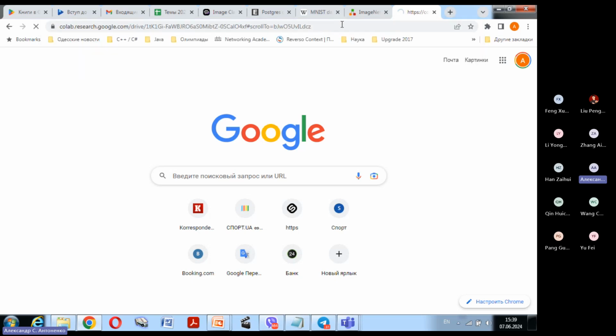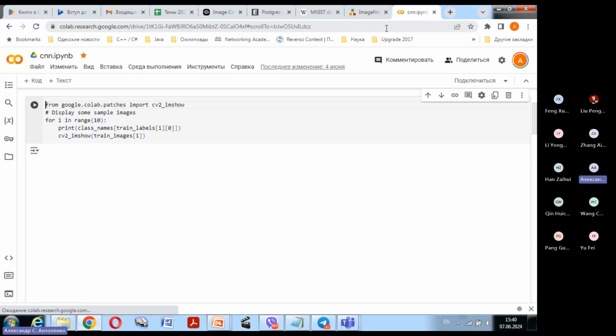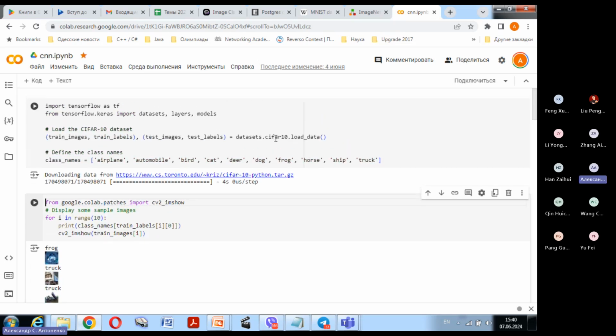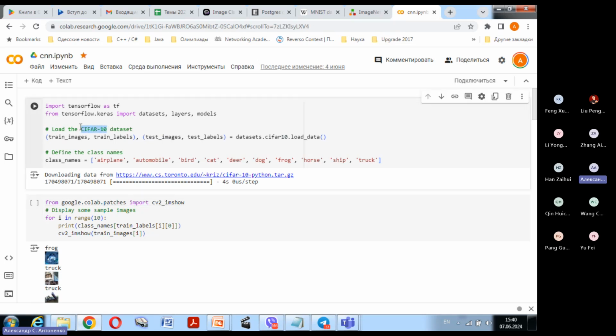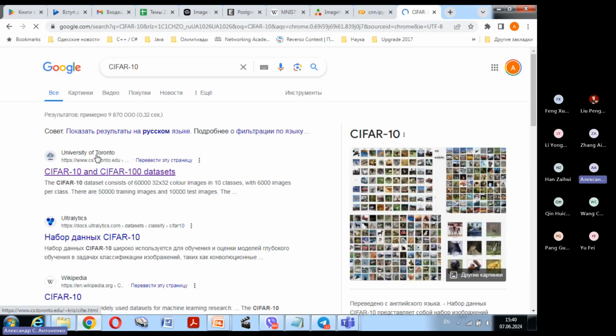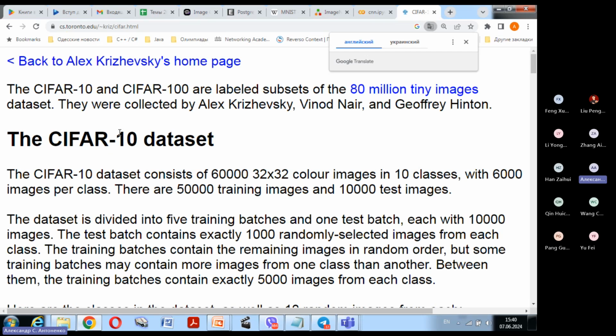So here I have some example for you, and in my example I will use a model that is called CIFAR 10. It's a very simplistic model. Let's find this CIFAR 10. So as you see, University of Toronto, they collected CIFAR 10 and CIFAR 100.